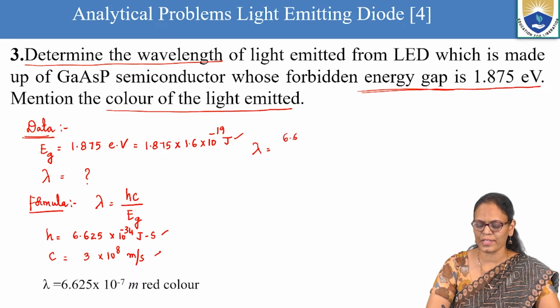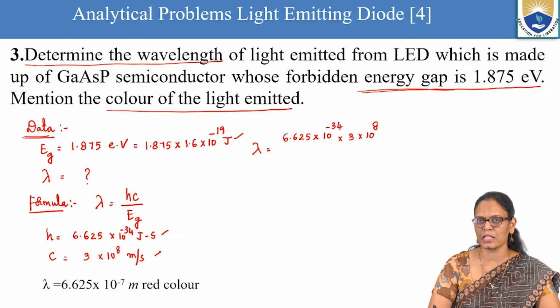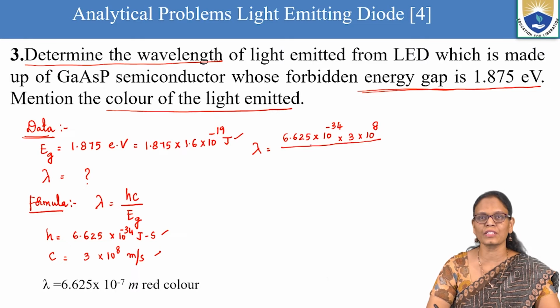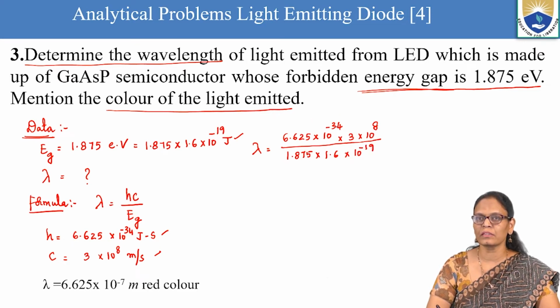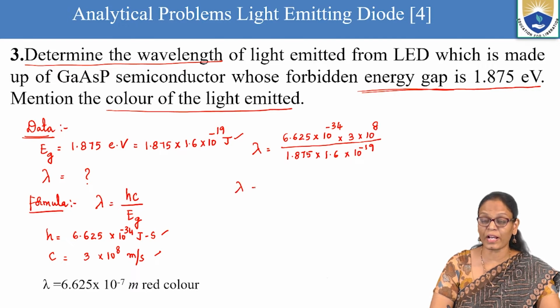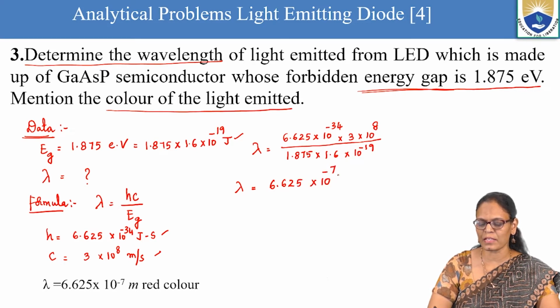So lambda will be equal to hc, 6.625 into 10 power minus 34 into 3 into 10 power 8. This is H and this is C. Now we have to write the value of energy gap that is converted into joules, that is 1.875 into 1.6 into 10 power minus 19. So we get the value of lambda. When you simplify this using a calculator, we have 6.625 into 10 power minus 7 meter.